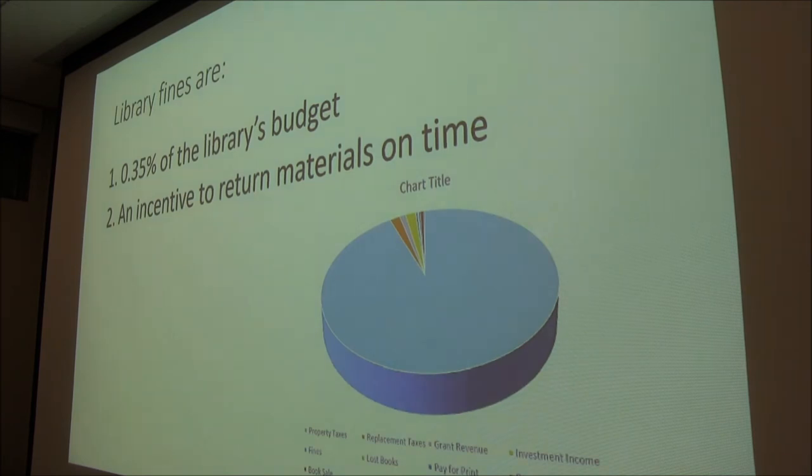So some of the reasons that we do have library fines is that it does make up a small portion of the budget. You can see from this that of last year's budget, it makes up a third of 1%, basically 0.35 of the library's budget. So it does provide some money to the budget. It is a very small amount of money. And it can be an incentive for people to return materials on time. Nobody wants to pay fines. Fines are punitive and unpleasant. So it's an incentive to people to get their materials back on time. So those are the good things about fines.